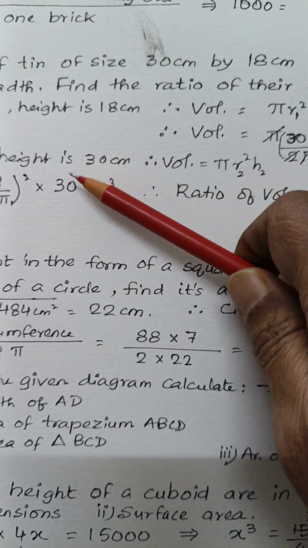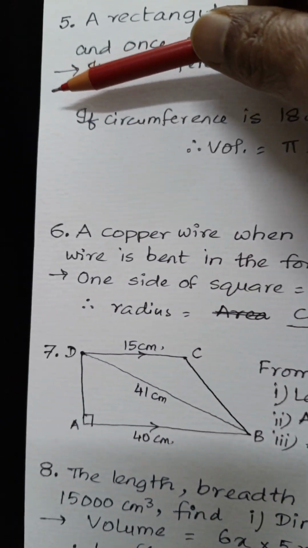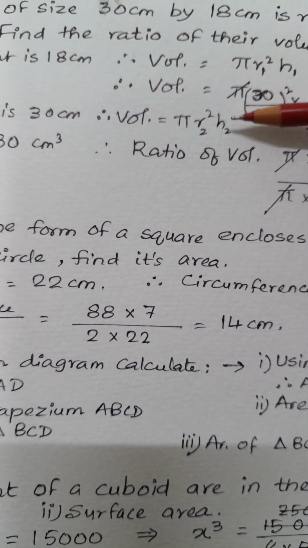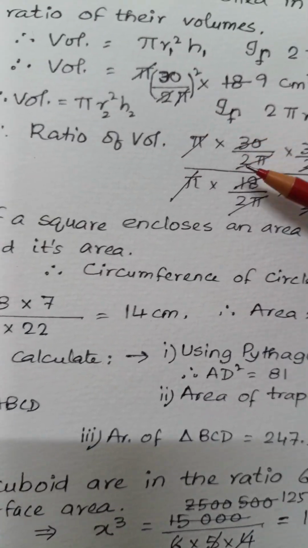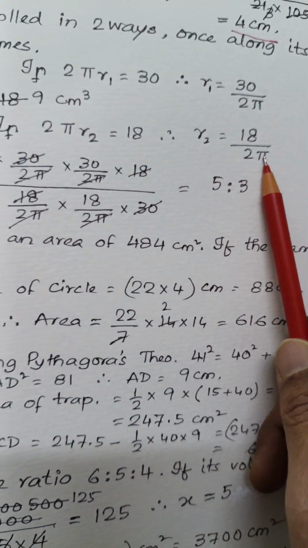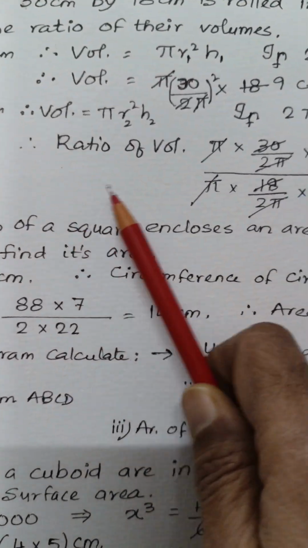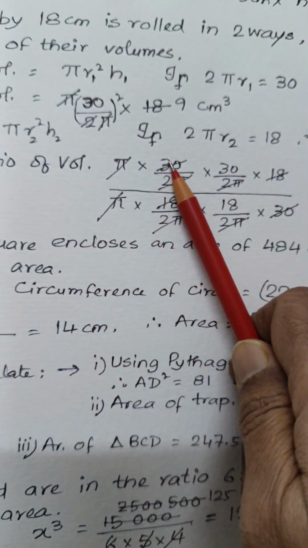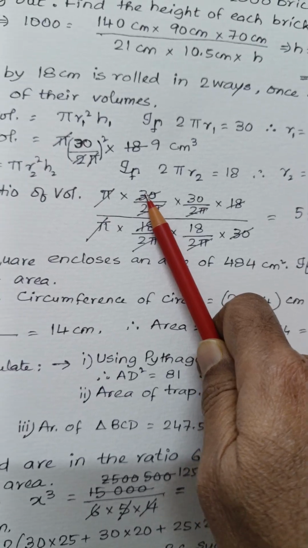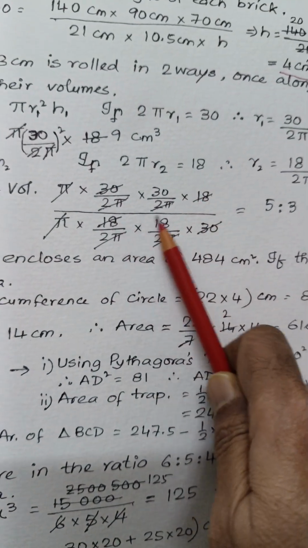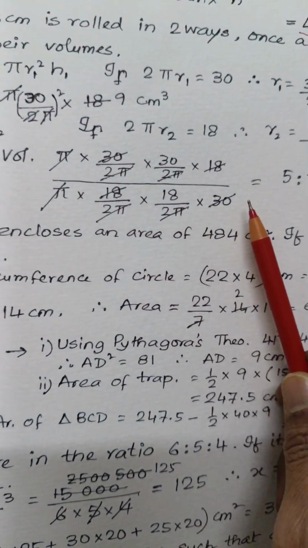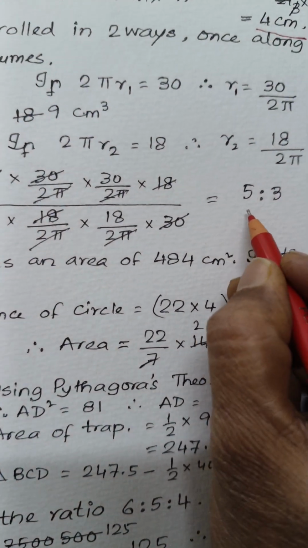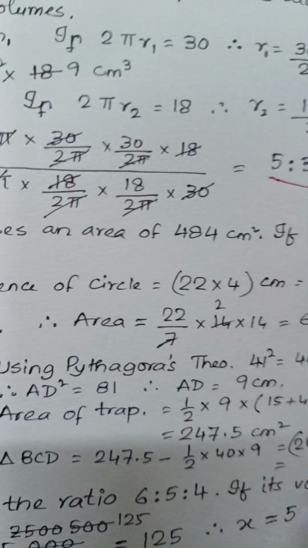Again, if circumference is 18 centimeter, height is 30 centimeter, therefore volume is pi r2 square h2. Here also we come across this thing. The volume is not the same for both. The ratio of the volumes is pi r1 square h1 over pi r2 square h2. We come to the conclusion the ratio is 5:3.